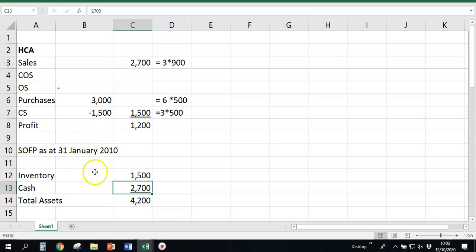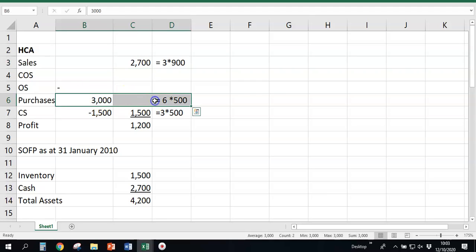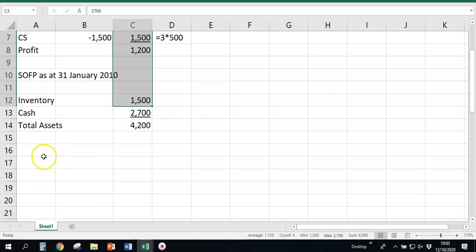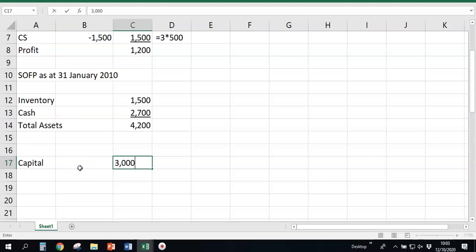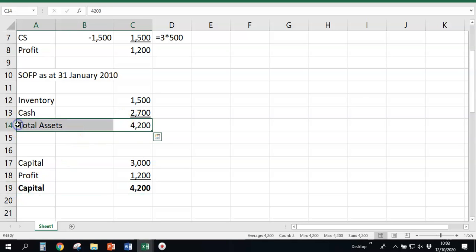So remember that you've made the sales for cash, so it must be in cash at the year end. You started off with cash of 3,000. You bought inventory worth 3,000, which brought your cash to nil, and then it brings it back up to 2,700 when you make your sales. Your capital was always 3,000. That was your starting point, how much you put in, and your profit for the year will be 1,200. So your total equity and liabilities, in this case your total capital, is 4,200. And that is how your statement of financial position balances.